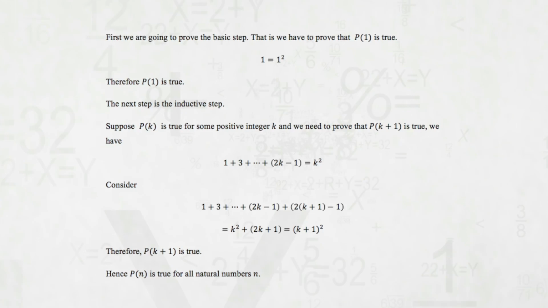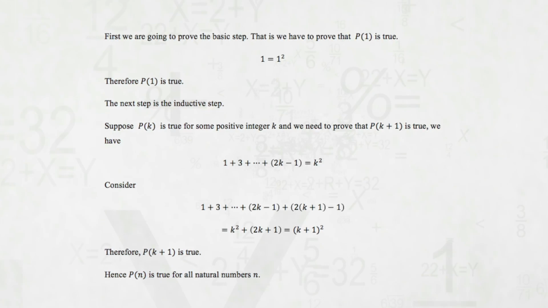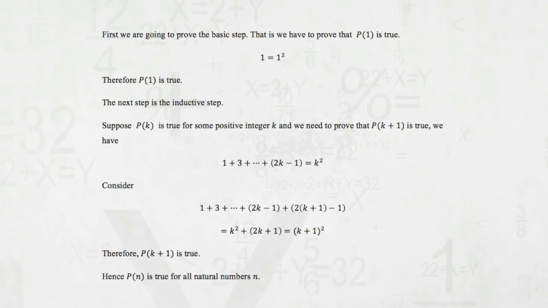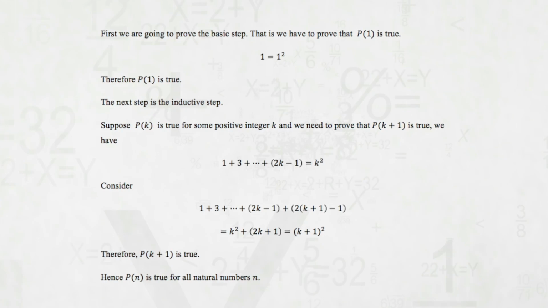Therefore, the statement is true for n equal to 1, that is, P(1) is true. The next step is the inductive step. Suppose P(k) is true for some positive integer k, and we need to prove that P(k+1) is true. We have 1 + 3 + etc. + (2k - 1) = k². This is our assumption, and we are going to prove this for k + 1.